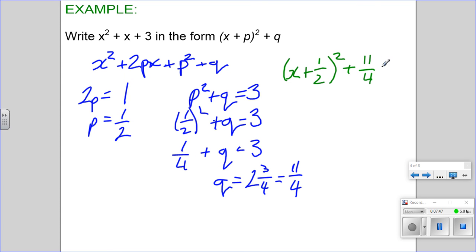Honestly, you're unlikely to get one as difficult as this, but it's best to be prepared, especially if you're going on to higher, that you need to be able to work with fractions. Okay, so that's how you actually take it from a quadratic expression multiplied out to a quadratic expression in completing the square form. Now we need to work out what's the purpose of writing it in completing the square form, and that's what the next part of the video is on.